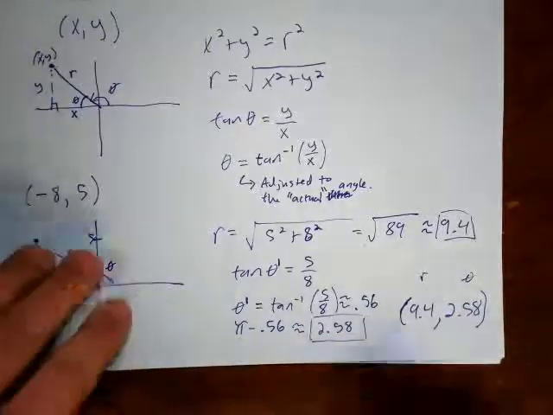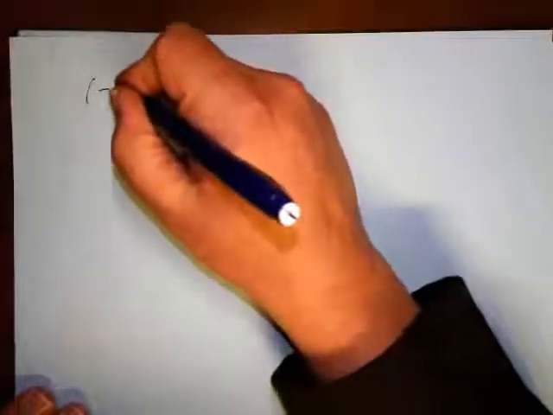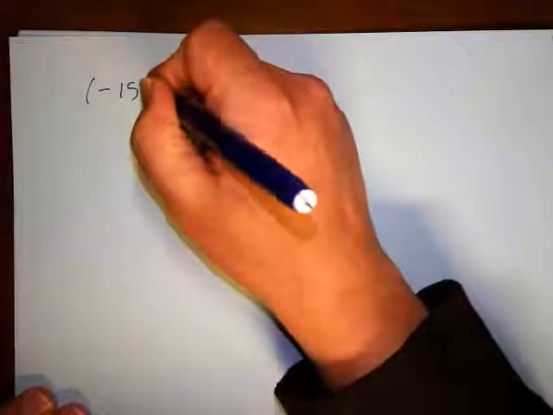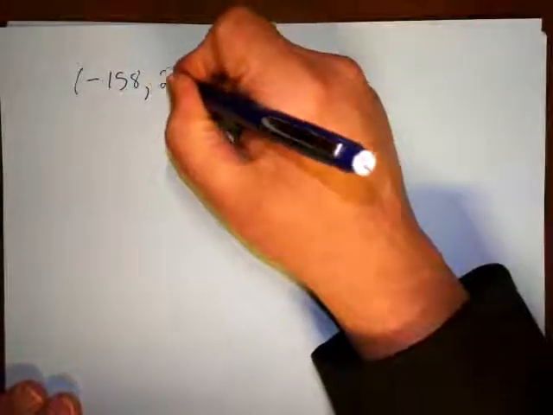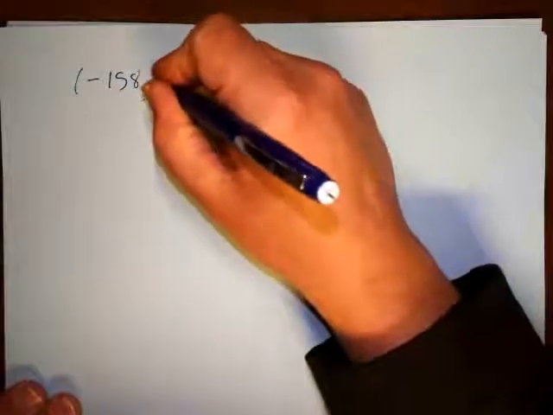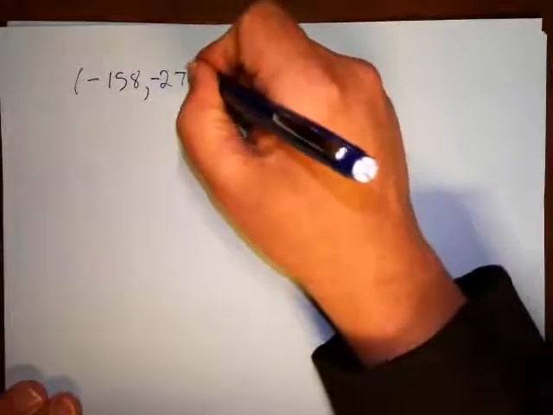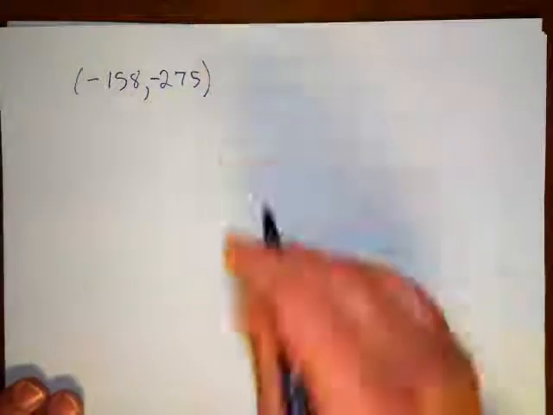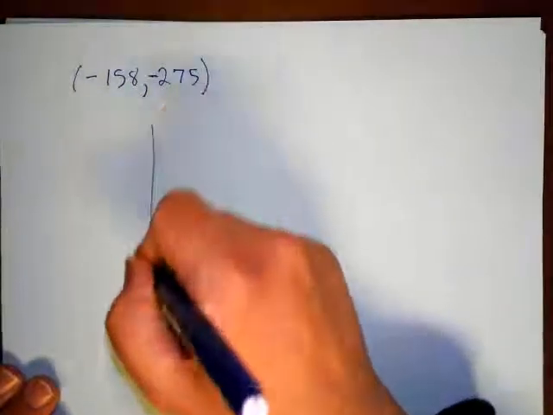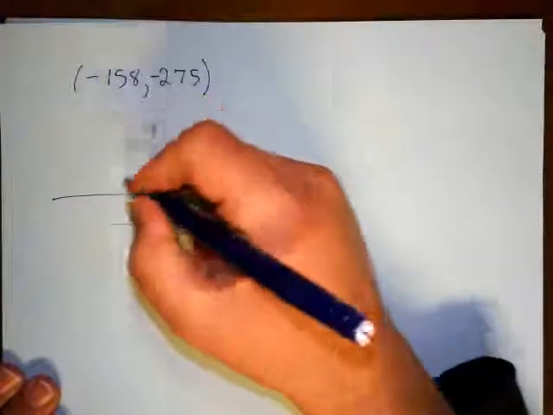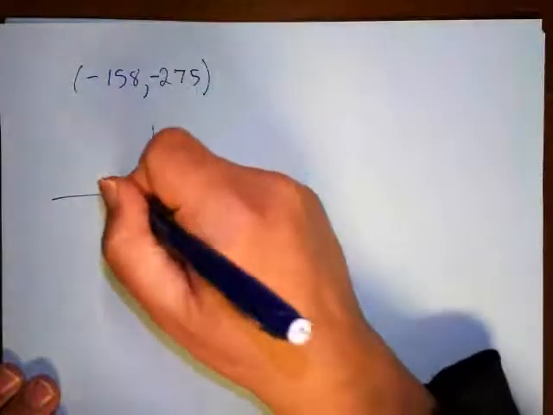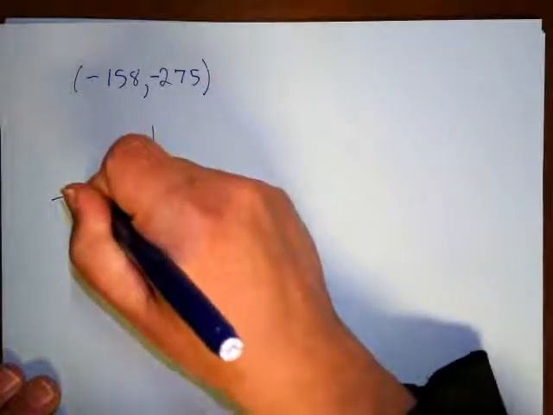Okay, so let's try another one now. We'll try one more. We'll say negative 158 and negative 275 for my y. Okay, so let's draw nice and big. Both of these are negatives here, so maybe I'll do it like this.